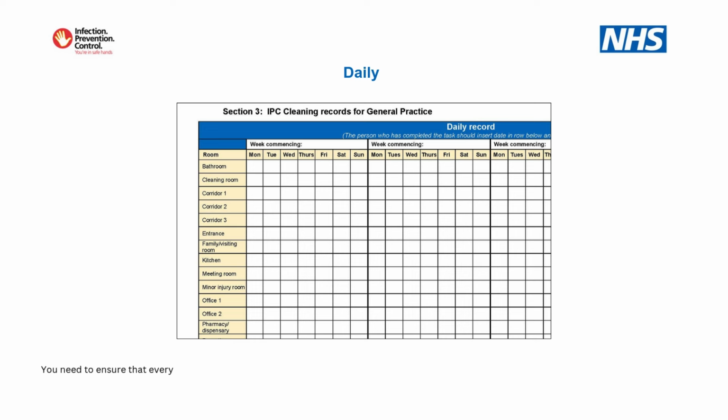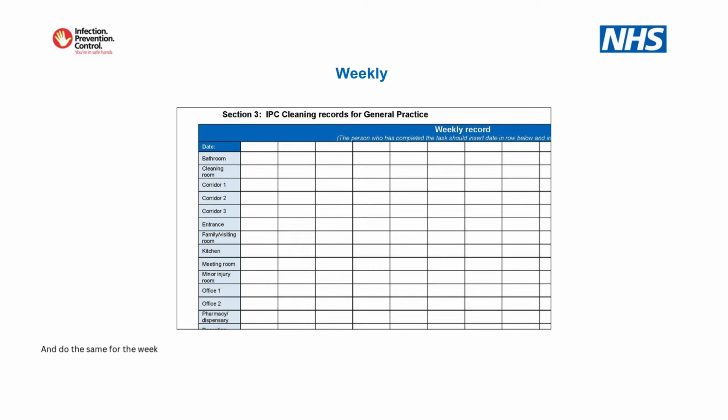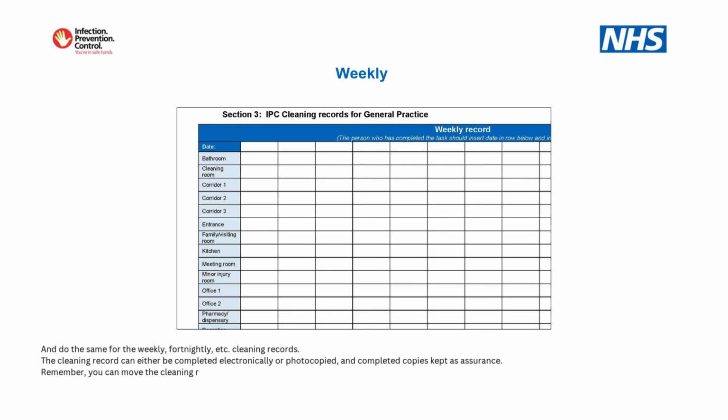You need to ensure that every area or item of equipment requiring a daily clean is listed on the daily cleaning record template, so just adapt the list in the template. And do the same for the weekly, fortnightly, etc. cleaning records. The cleaning record can either be completed electronically or photocopied, and completed copies kept as assurance. Remember, you can move the cleaning records around to suit your needs.